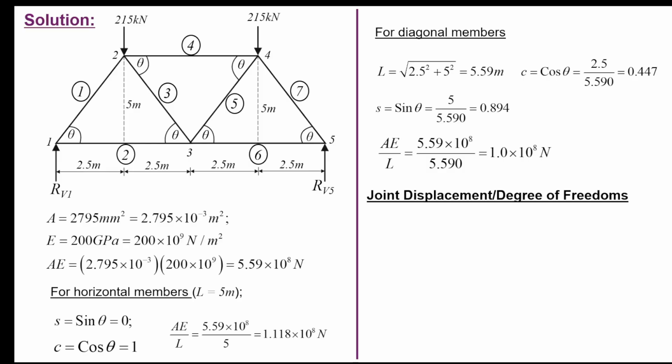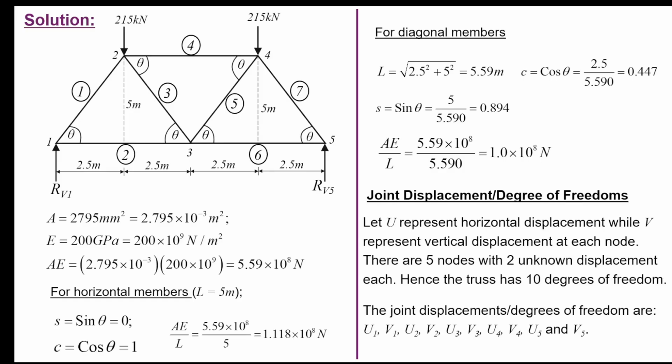Next is joint displacement and degrees of freedom. This truss has how many joints? 5 joints, that is node 1, node 2, node 3, node 4, and node 5. Each of them will have 2 degrees of freedom, that is displacement in the vertical direction and displacement in the horizontal direction. So that means 2 times 5, which is why the degree of freedom of this truss is 10.